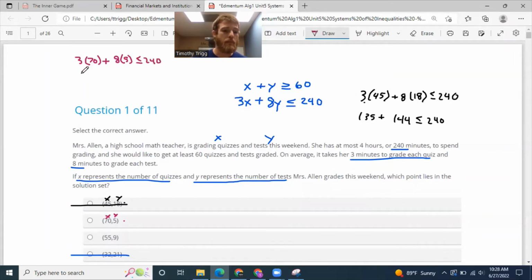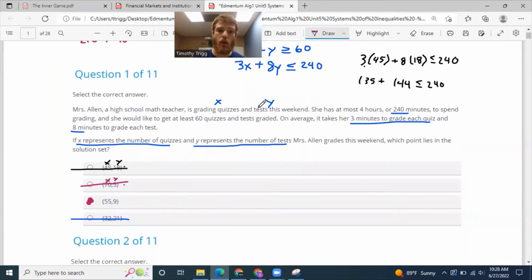Okay, so 3 times 70, that's 210. 8 times 5 is 40. These add up to 250. 250 is not less than or equal to 240, so that's wrong. So it must be this last one here, 55, 9. And we could go ahead and check too.